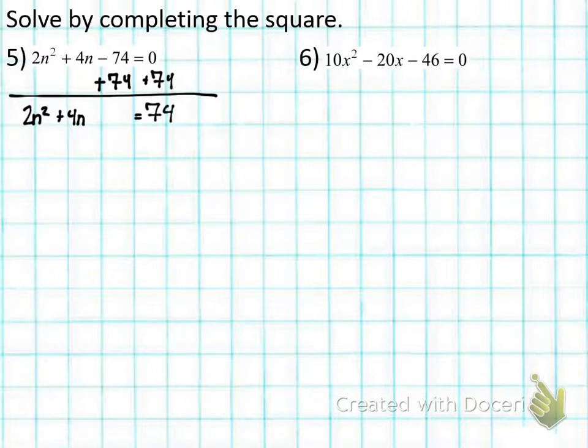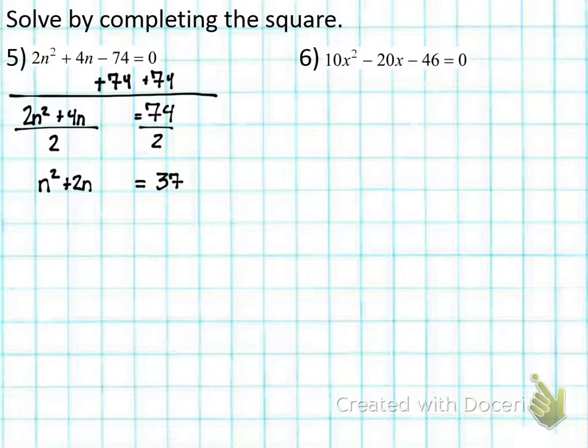Okay. What's A equal to here? 2, right? So we have to divide both sides by 2. What's 2n squared divided by 2? N squared, right? What's 4n divided by 2? Positive 2n, right? What's 74 divided by 2? 37, right? Okay. Now what's half of 2?